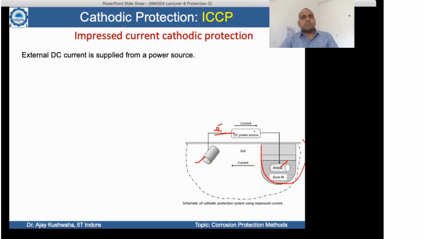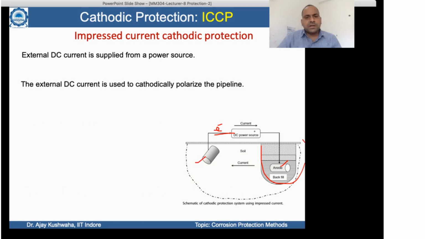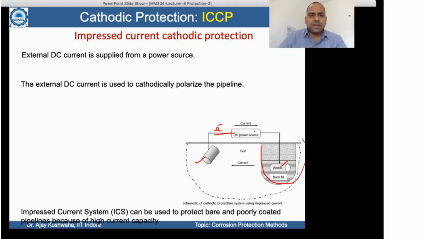So if we already have the excess electrons, then the metal is not going to oxidize. It is not going to produce further electrons because plenty of electrons are already available, or it's negatively biased. So by this process we can protect the metal. An external DC current is used to cathodically polarize the pipeline. Cathodically polarized means to provide the negative bias.